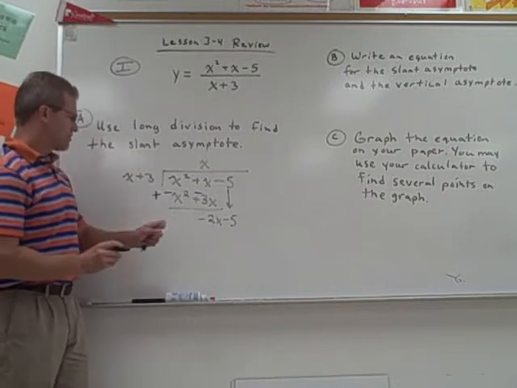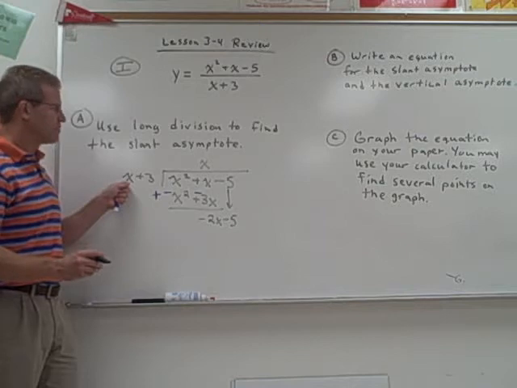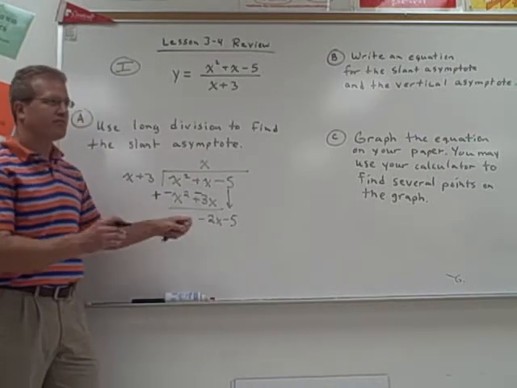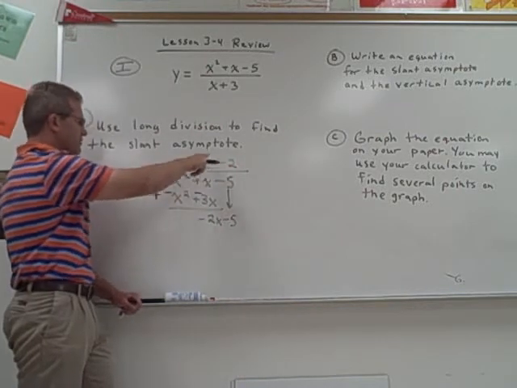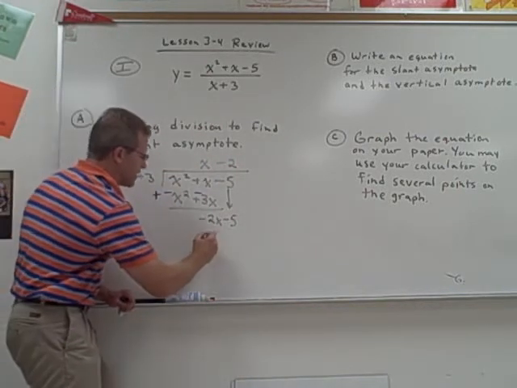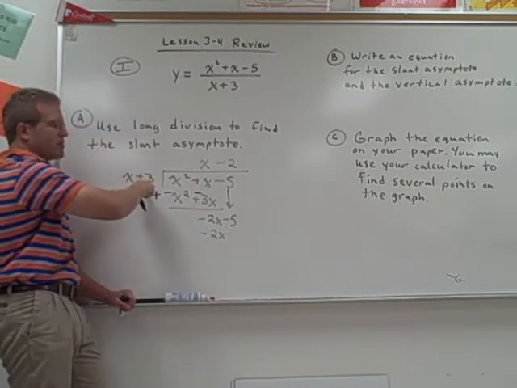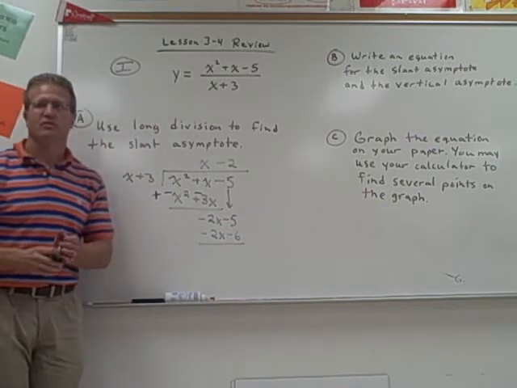Then you think negative 2x divided by x would be what? Negative 2. Or you can think, what times x would give me negative 2x? Either way, it's going to have a minus 2 here. So take negative 2 times x, it's negative 2x. Negative 2 times positive 3, negative 6. Any questions so far?